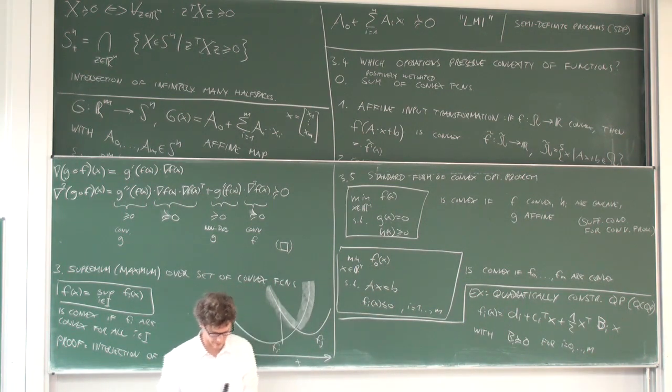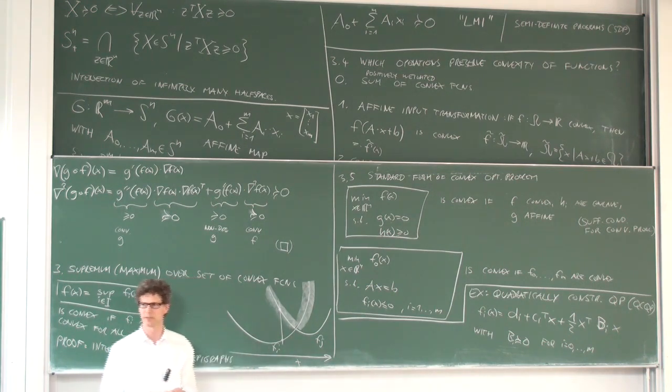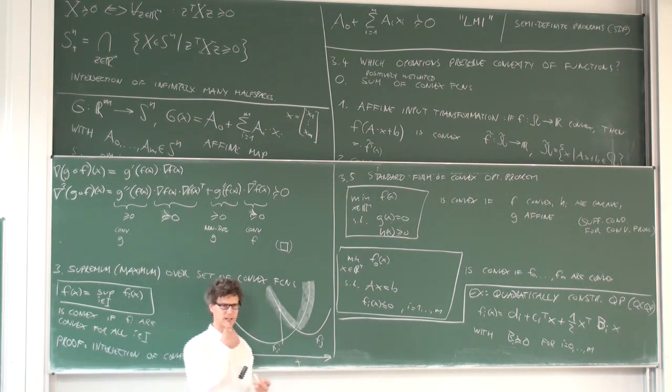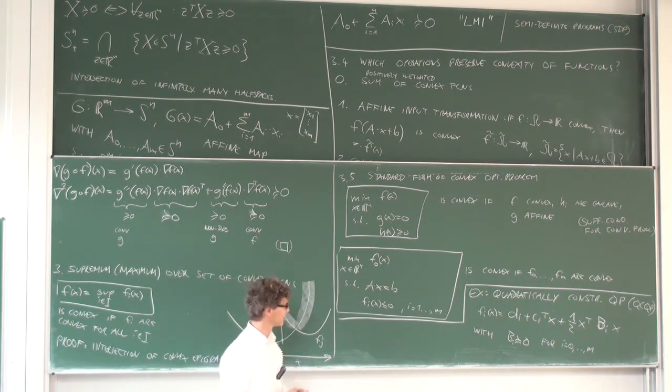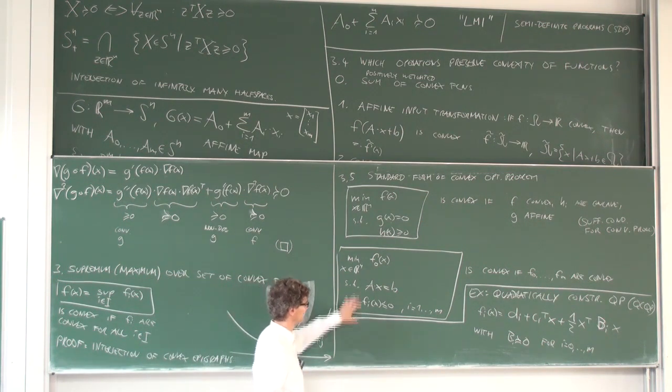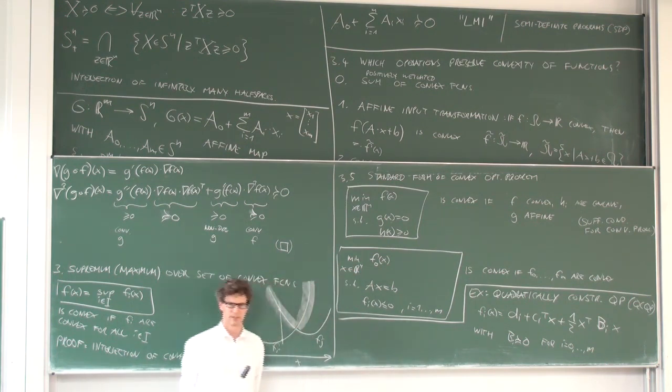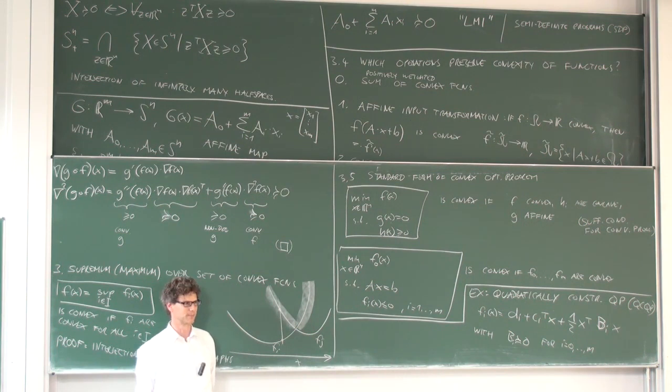So QCQPs, I think, are a nice example of an optimization problem which is a bit more general than what we have known already, LP, QP. It's more general than a QP. And these are also problems which are easily solvable and sometimes appear in applications.